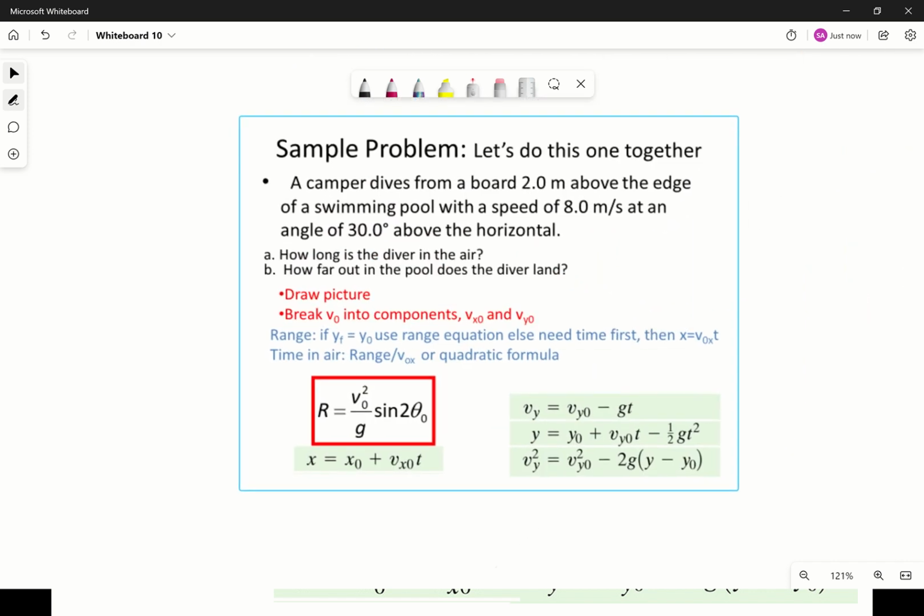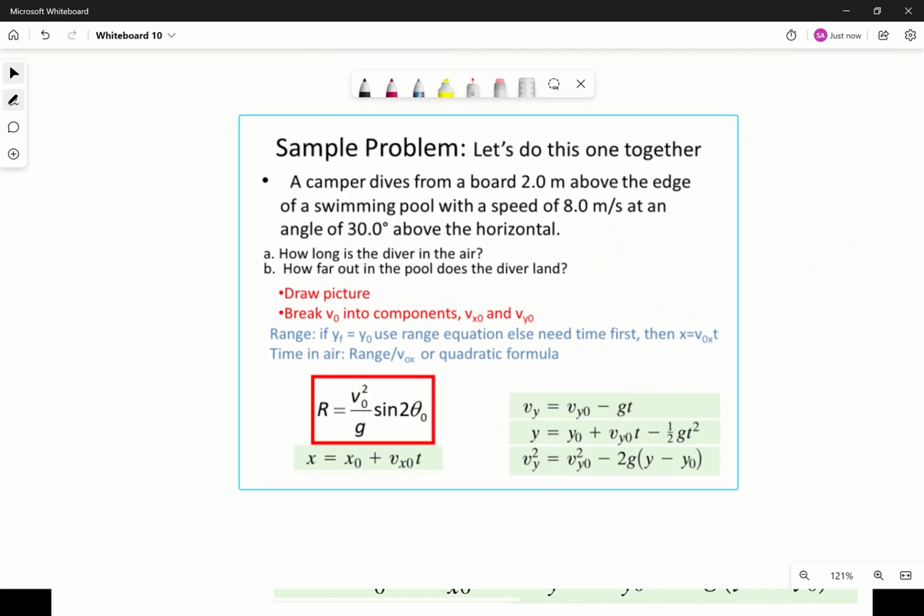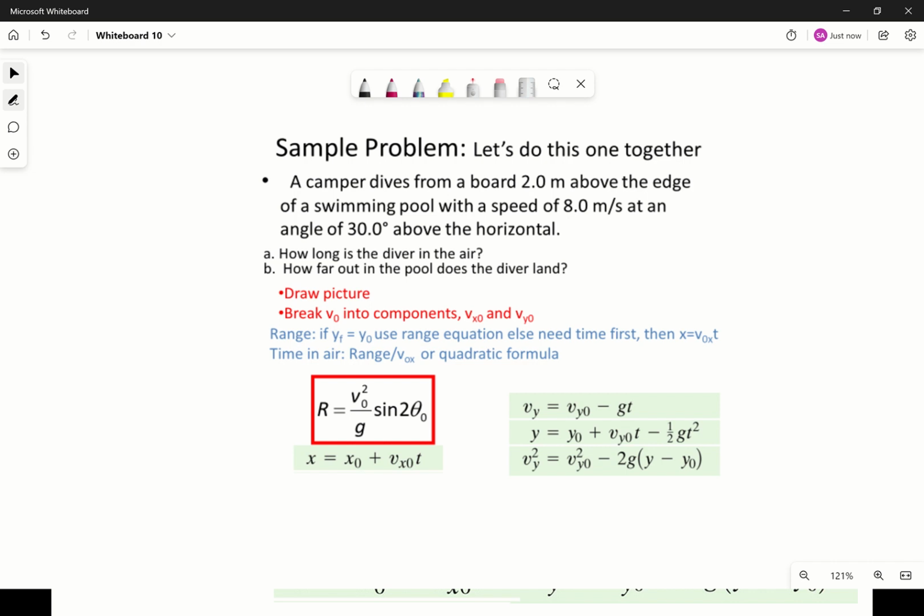All right, so my sample problem is we've got a camper who dives from a board that's 2.0 meters above the edge of the swimming pool, and his initial speed is 8.0 meters per second at an angle of 30 degrees above the horizontal. And they ask how long is the diver in the air, so that means time, and how far out into the pool does the diver land, so that means it wants the range. All right, so we want time for part A.